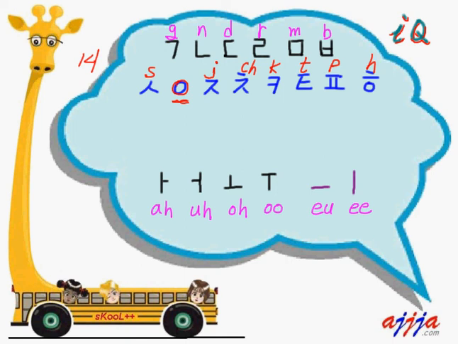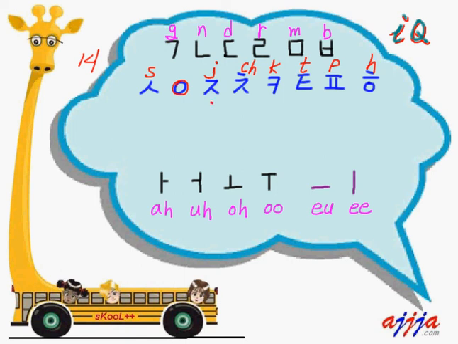How about this? Try this. S, A, Sa. S, then O, that's right. So. What about this one? Si. That's right. What about this? Su. What about this? Chi. Sushi. Sounds like sushi, right? Makes me hungry. Now you're getting the idea, right?